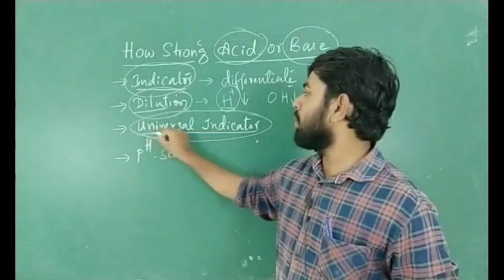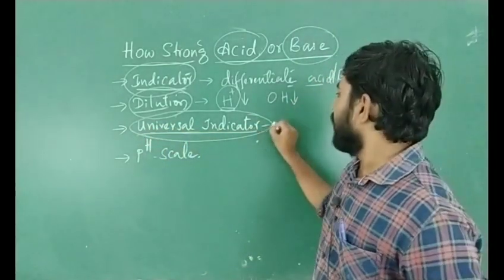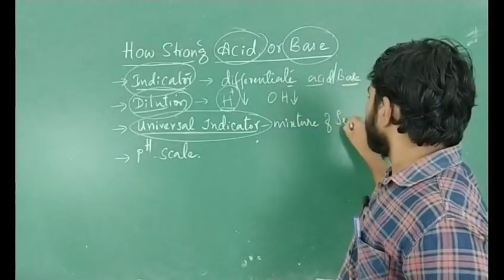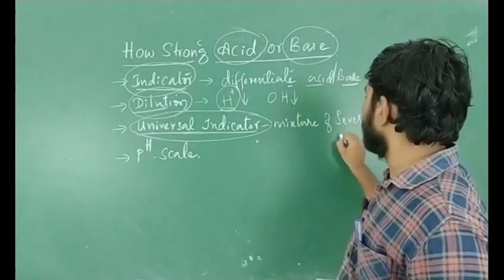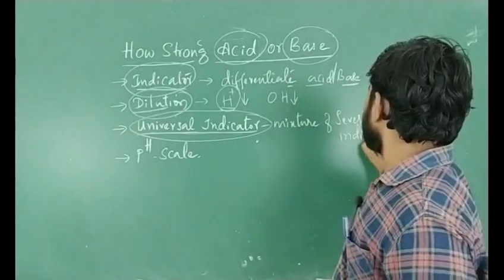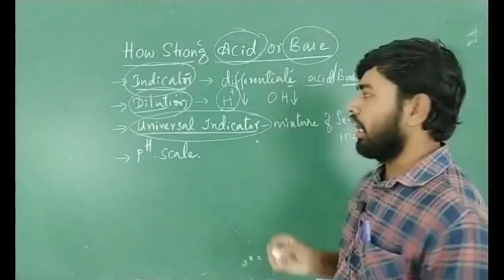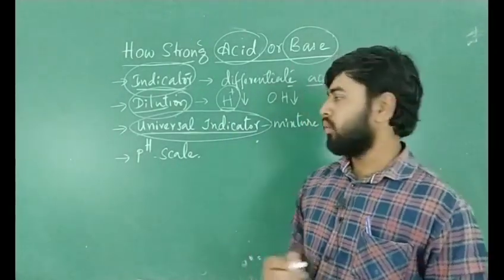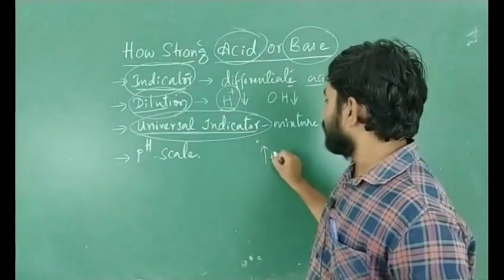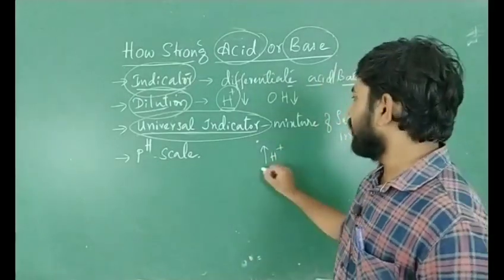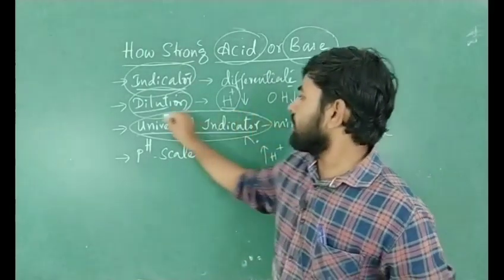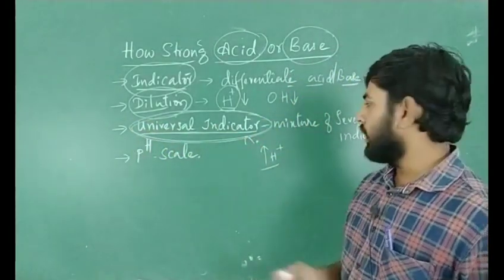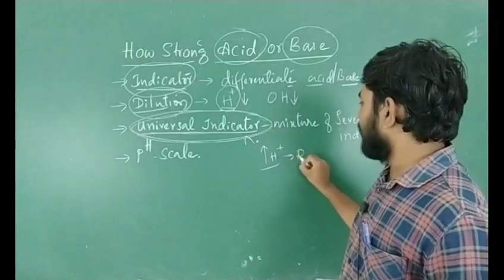So what do we mean by the universal indicator? It is a mixture of several indicators. There will be several indicators in the form of a mixture. So what happens? It will show different colors depending upon the hydronium ion concentration. Suppose there is a higher H plus ion concentration, then this universal indicator is going to show the red color.